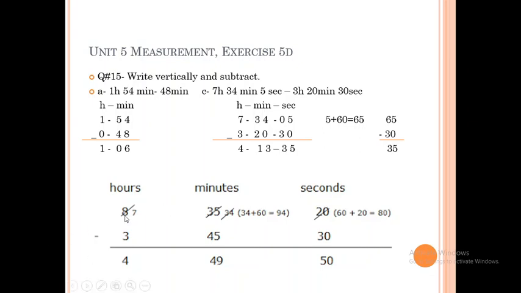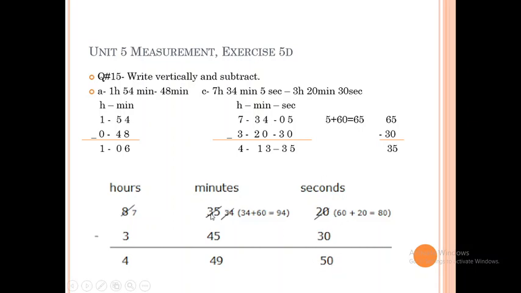Another example, 8 hour 35 minutes and 20 seconds minus 3 hour 45 minutes and 30 seconds. 20 minus 30 not possible. So borrow from here. When we borrow from here, 60 plus 20 changes into 80 seconds. And 80 minus 30, answer is 50. So we have 50 seconds in the column of second.